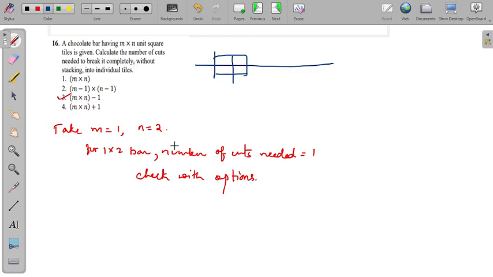Okay, so which option satisfies the answer? The first option won't satisfy the answer. It gives you 2. The second option also gives you, here, m minus 1, that gives you 0. The third option gives you 2 minus 1, which is 1, and the fourth option doesn't give you the required answer, hence the answer will be the third option.